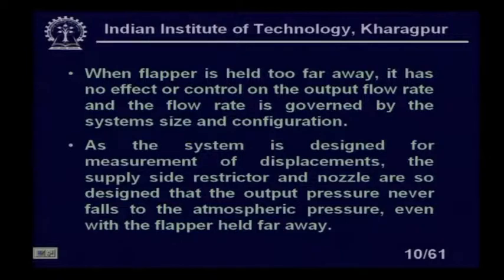As the system is designed for measurement of the displacement, the supply side restrictor and the nozzle are designed so that the output pressure never falls to the atmospheric pressure, even with the flapper held far away. Okay, it is to be done like that, so that you regulate the movement of the flapper in such a way that the output pressure will never come to the atmospheric pressure.